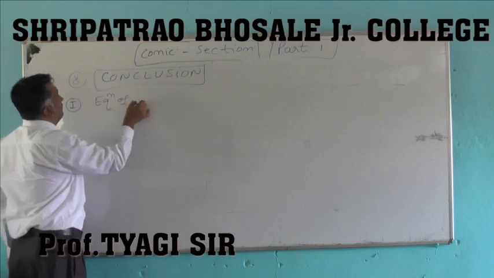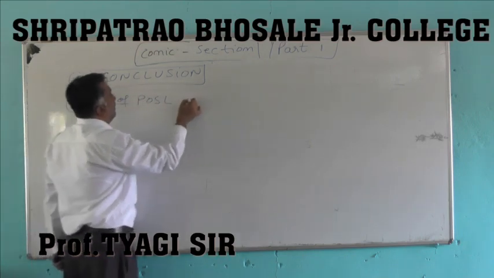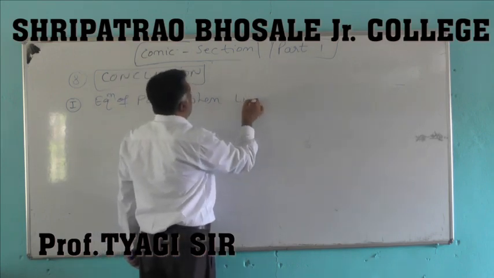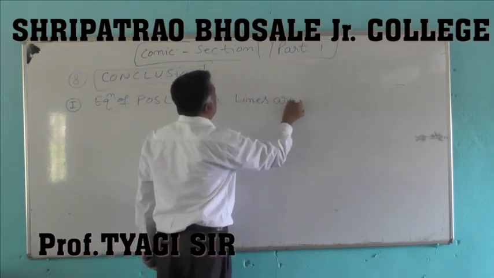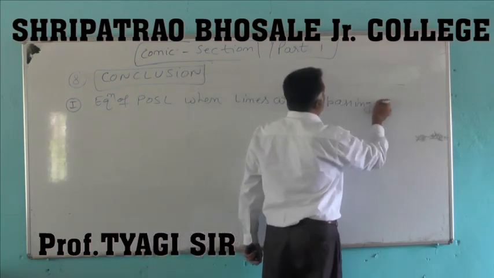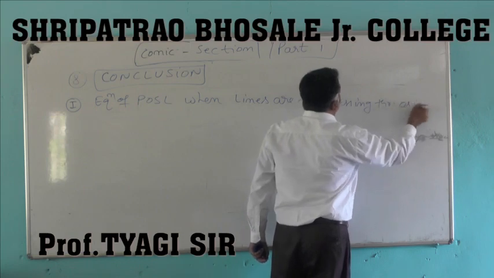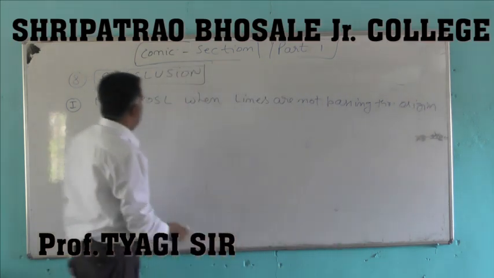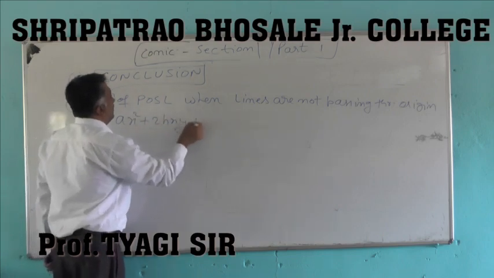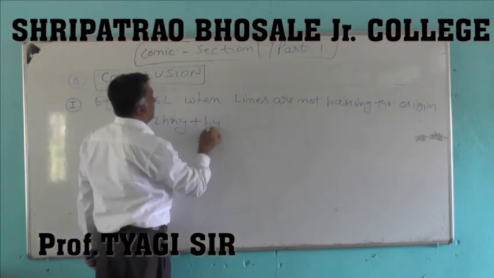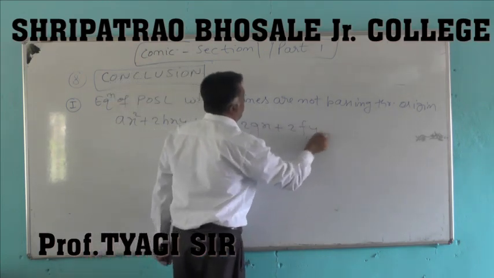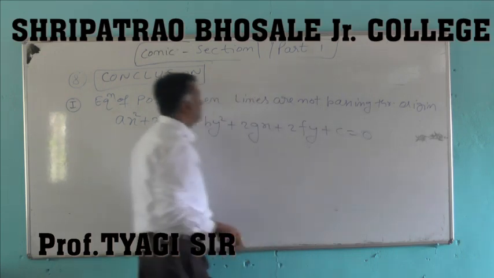Equation of pair of straight lines when lines are not passing through origin is ax square plus 2hxy plus by square plus 2gx plus 2fy plus c equal to 0.